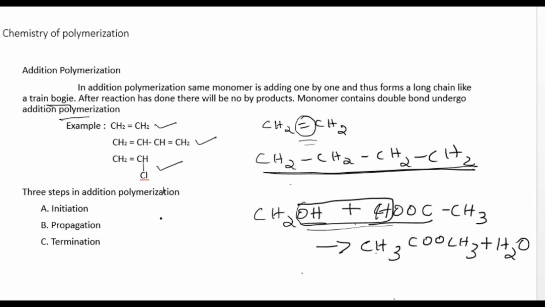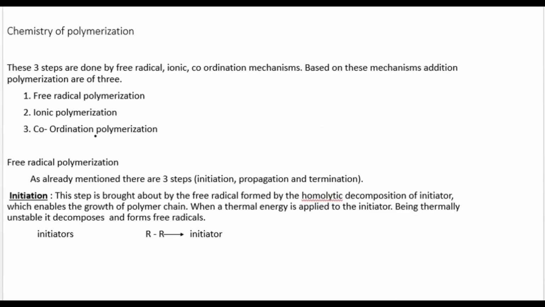So there are three steps in addition polymerization: initiation, propagation, and termination. These three steps are done by free radical, ionic or coordination mechanisms. So based on the mechanisms, it is again divided into three, that is free radical polymerization, ionic polymerization and coordination polymerization. First we can discuss free radical polymerization.